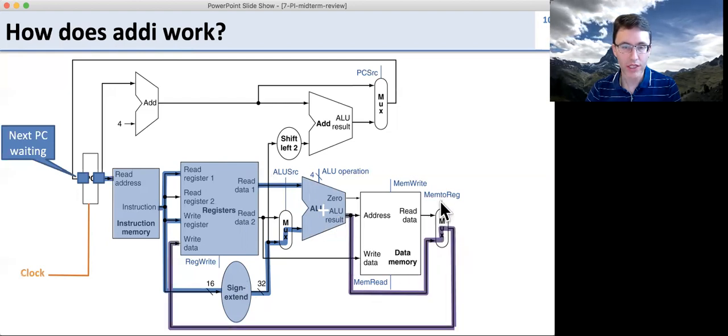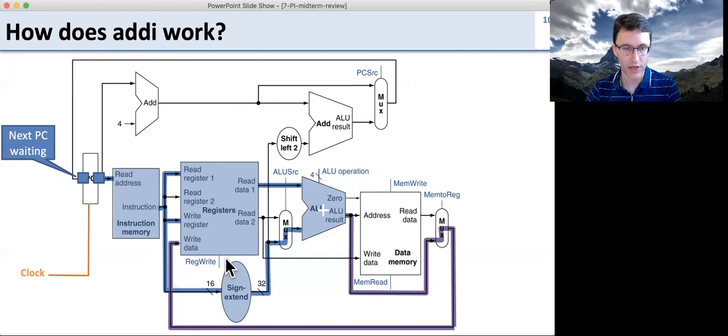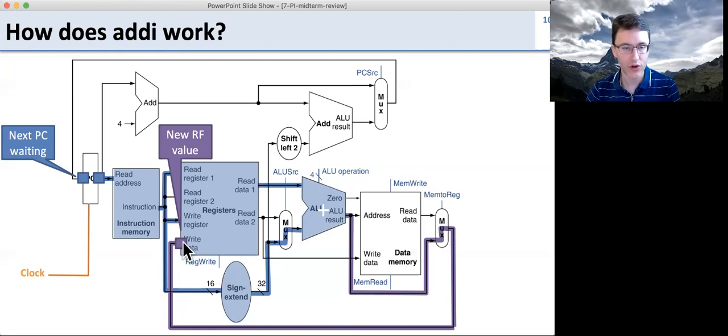Now mem to reg is going to select taking the result from the ALU because we're not doing a memory operation. So it's going to take that value and bring it back to the write register file. Now the write register here is going to be selected from addi, from one of the register operands, and the control is going to set register write to true because we want to write the value back in. So now we have our new value sitting here waiting to be written.